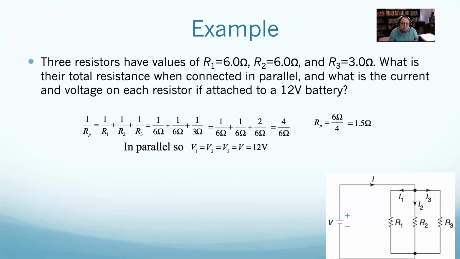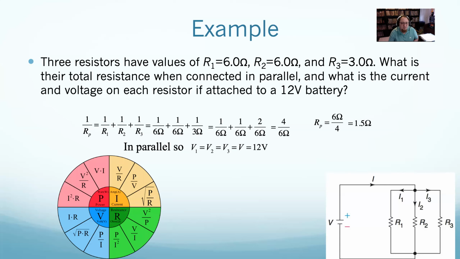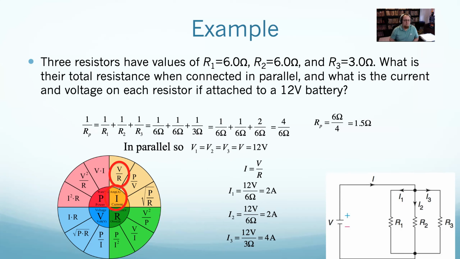If I want the current on each one, I'm going to go to my circle and say, to solve current, current is voltage over resistance. And I'll do it for each one. The current on the first one is the total voltage over the resistance of the first one. The current on the second one is the voltage over the resistance of the second one. And the current of the third one is the voltage over the resistance of the third one. Just for the record, if I add that up, 4 plus 2 plus 2, that's 8. 8 would be the current through the battery.